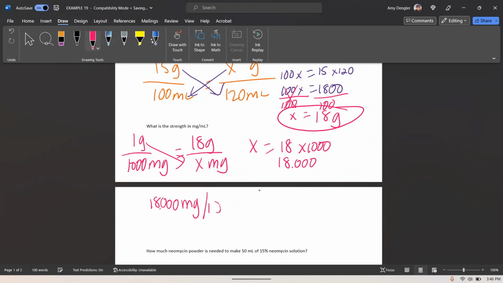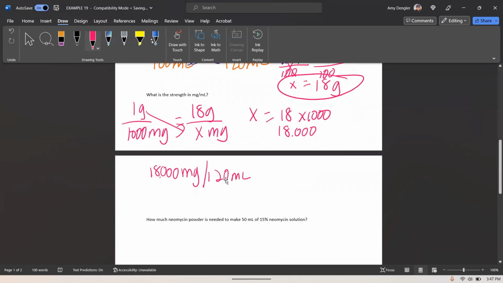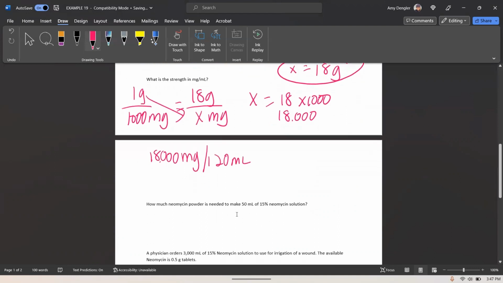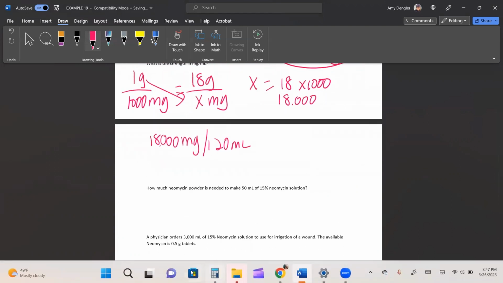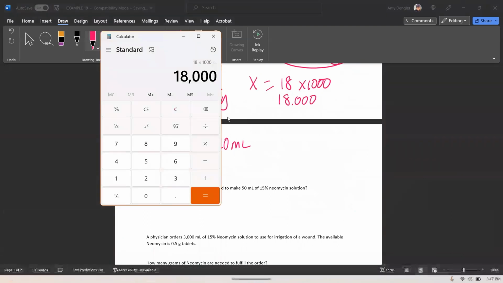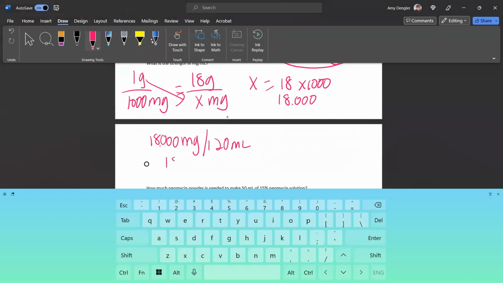per 120 ml. Now we need to see if we can get rid of some of that. So let's divide 18,000 divided by 120. And that gives us 150. So we divide both of them by 120, we now have 150 milligrams over 1 ml. So just ml.